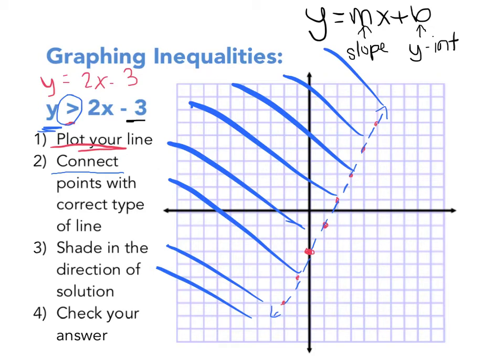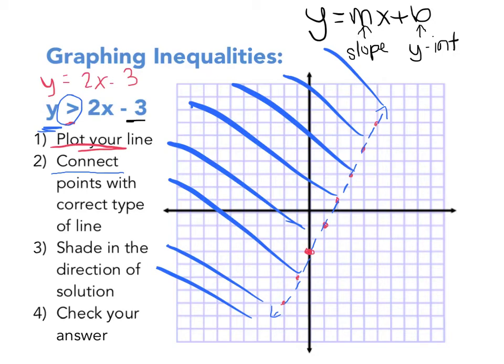And step 4 is very, very important to always do. You have to check your solution to make sure you did it correctly. So how you do that, you can pick any point in the solution, any point over here. I always think that 0, 0 is the easiest point to use, because zeros just cancel everything out.